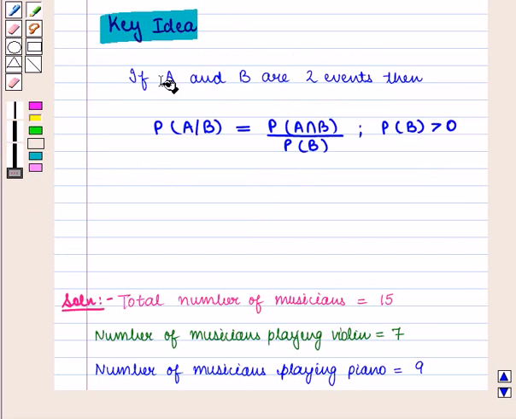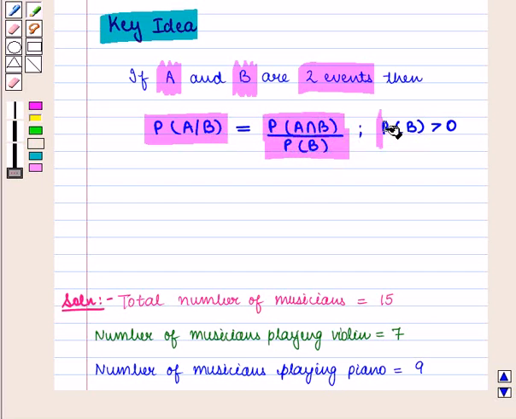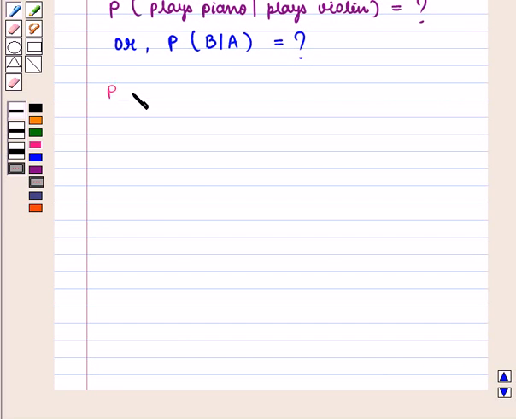From the key idea, we know that if A and B are two events, then probability of occurrence of event A given event B is equal to probability of event A intersection B upon probability of event B, where probability of event B is greater than 0. So here, probability of occurrence of event B given event A will be equal to probability of event A intersection B upon probability of event A, where probability of event A is greater than 0.